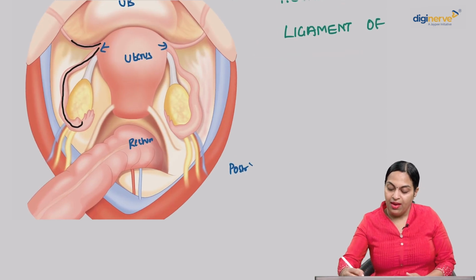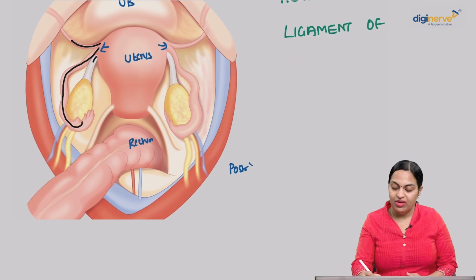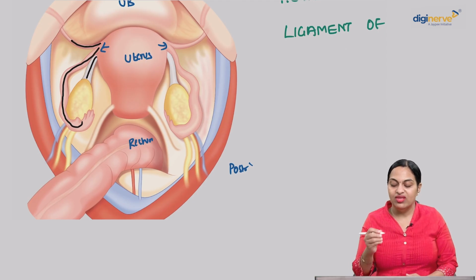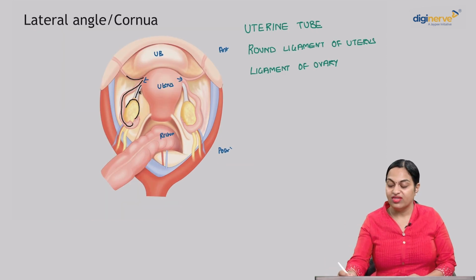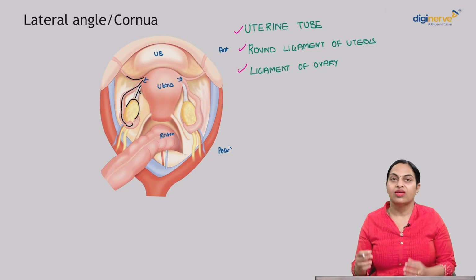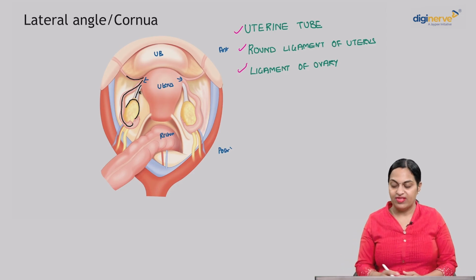And here, behind and below the uterine tube, this is the ligament of ovary. Can you make out the ovary here? So this is the ligament of ovary. So these are the three structures attached at the lateral angle of the uterus.